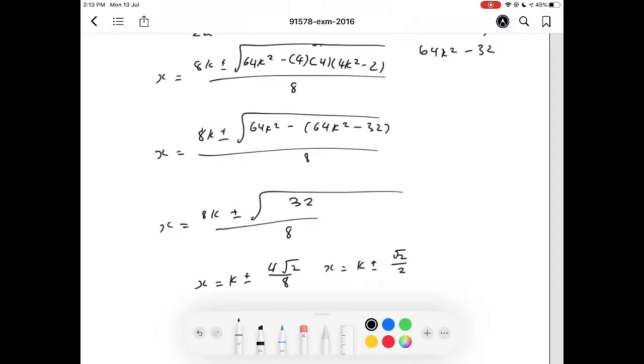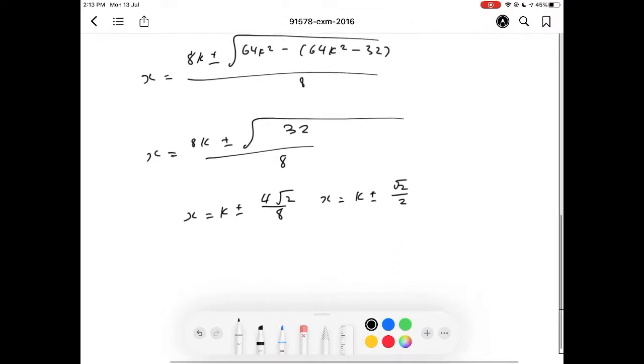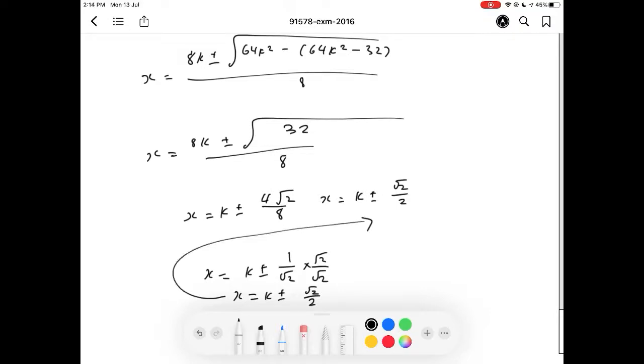Alright, so we should have x equals k plus or minus root 2 over 2. What the marking schedule has here is x equals k plus or minus 1 over root 2. But if you rationalize it, you'll get the same answer. So you get x equals k plus or minus root 2 over 2. So it's the exact same thing. Getting up to this step here, the final answer will get you an excellence grade.